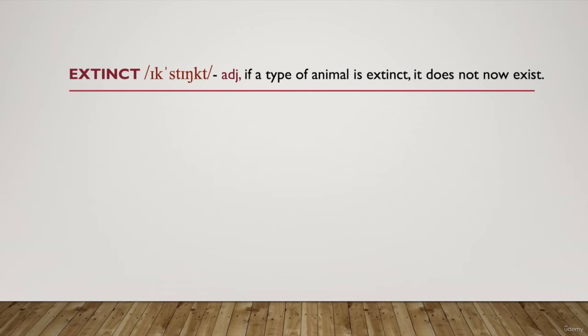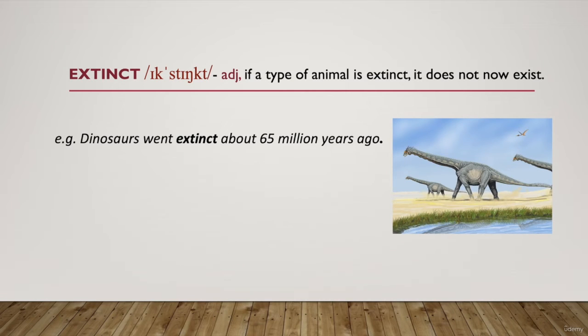The next word is extinct. If a type of animal is extinct, it does not now exist. Extinct is an adjective. Dinosaurs went extinct about 65 million years ago. We can talk about an extinct species. The verb form is to become or go extinct. When we say that dinosaurs went extinct, that means dinosaurs do not live on Earth anymore. You probably know about that.